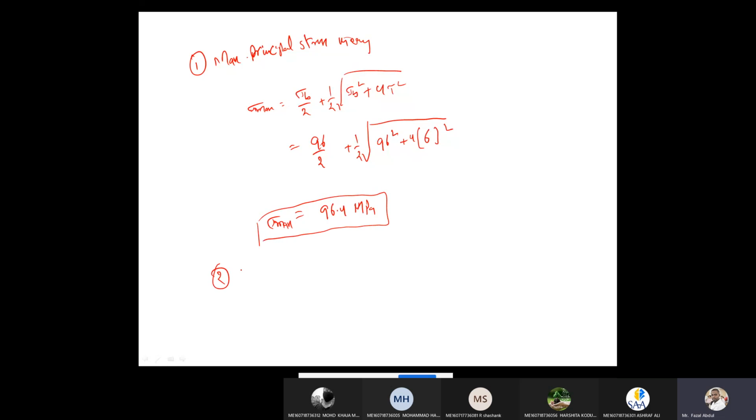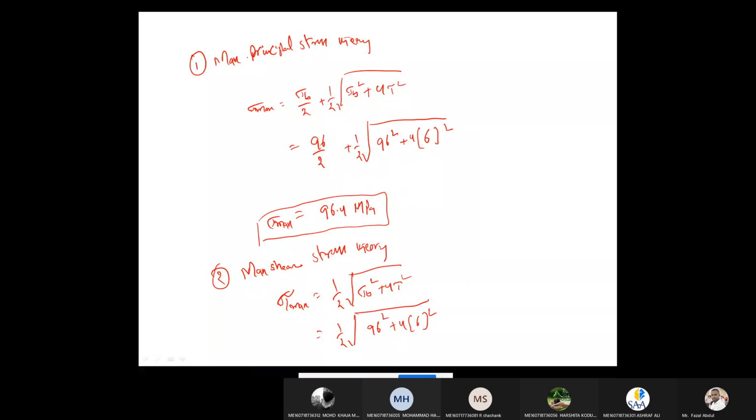Now, as per maximum shear stress theory, maximum shear stress equals 1 by 2 into square root of sigma b square plus 4 tau square. So 1 by 2 into square root of 96 square plus 4 into 6 square. If you simplify, what is the answer? 48.4 megapascal.